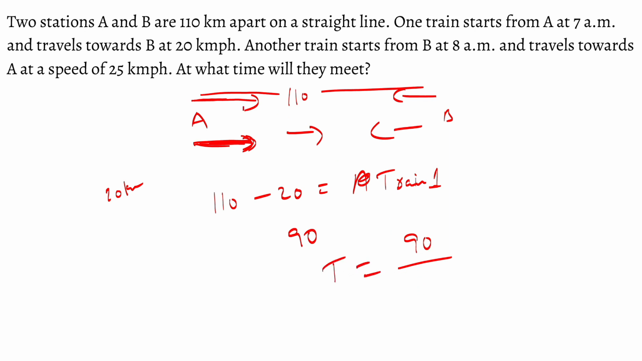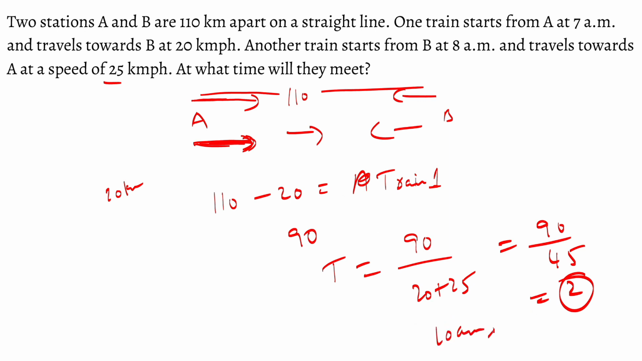What is the speed? The speed of train 1 is 20 and the speed of train 2 is 25. So 20 plus 25, because they are moving in opposite direction. So 90 by 45 is equal to 2. What is 2? 8 a.m. plus 2 hours will be 10 a.m. This is easier than the previous method. If we apply the relative speed concept, it is easier to solve these kinds of problems.